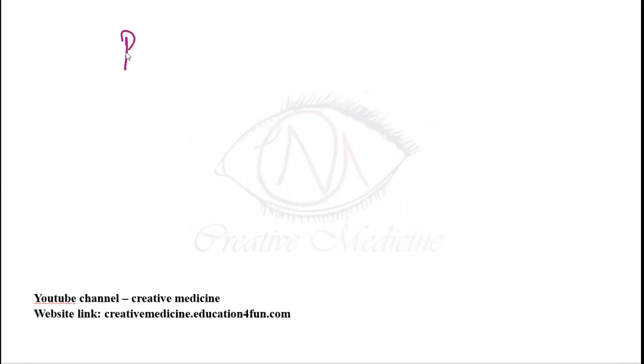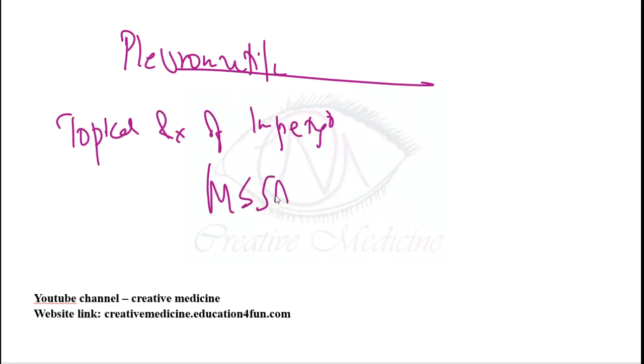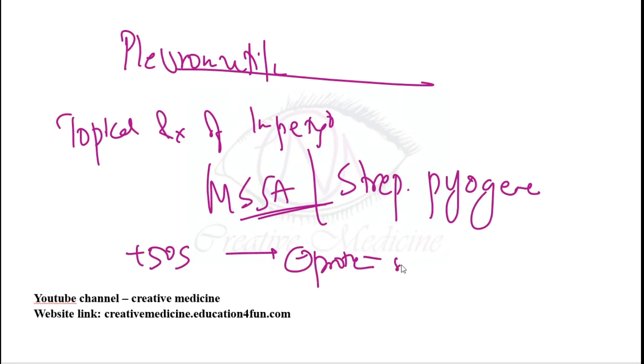Next, the important drug we have is pleuromutilins. These pleuromutilins are approved for topical treatment of impetigo, which occurs due to methicillin-sensitive Staphylococcus aureus or Streptococcus pyogenes. It will bind to 50S ribosomes and thus inhibit protein synthesis.